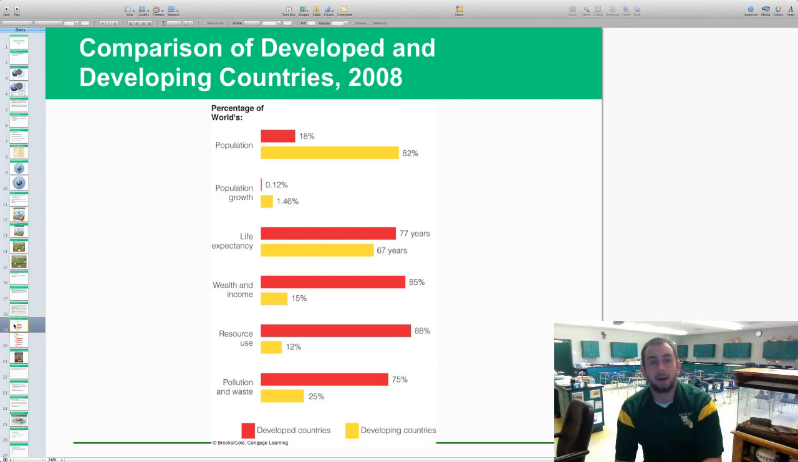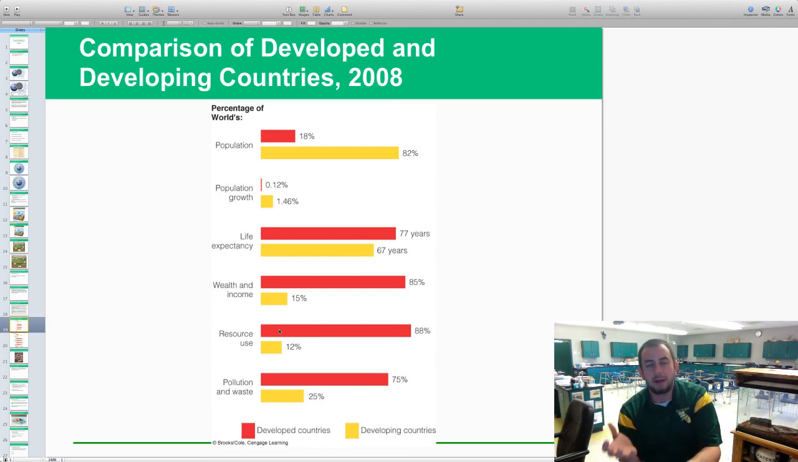So welcome back. One of the things that really stood out to me is the population versus the resource use. If you look at population, the red is the developed nations such as the United States, Germany, most of Europe, the European Union, 18% of the population. But look at how many resources we use. 88% of the world's resources is used by only 18% of the population, whereas the population in developing nations, 82%, only gets 12% of the resource use. So you can see the imbalance of power between poverty and wealth.